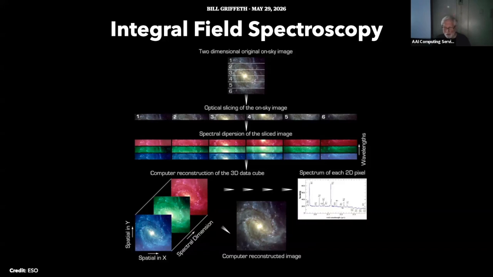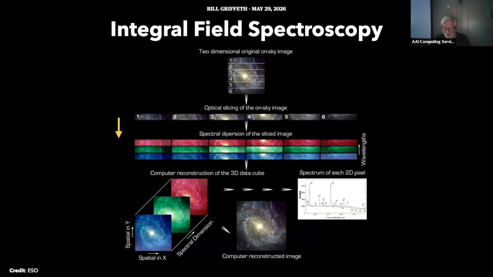One type of IFS uses a slice and dice approach. The field of view from a telescope is divided optically, not digitally. No information is lost here. It's divided optically into slices called mini slits. Each slit is injected into a spectrograph, and the spectrograph disperses the light onto a CCD detector. The detector counts the photons falling on each pixel.